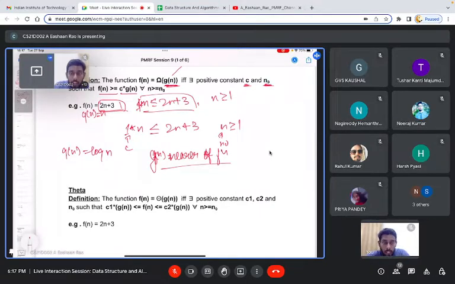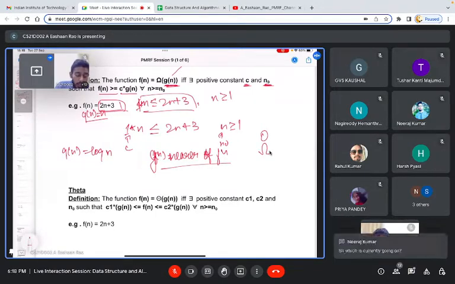Whenever we talk about time complexity, it is always an approximation. We can't exactly pinpoint that this is how it is. We always make some assumptions, we always have some approximations. So be it for big O or big omega, it will be the same. So in this case we can directly say that g of n we can take as equal to n, which will be the omega of 2n plus 3.